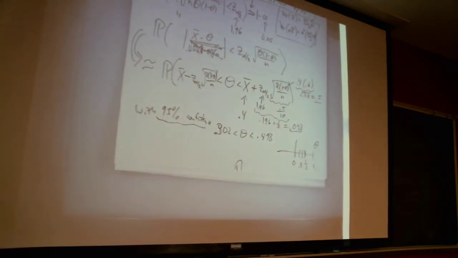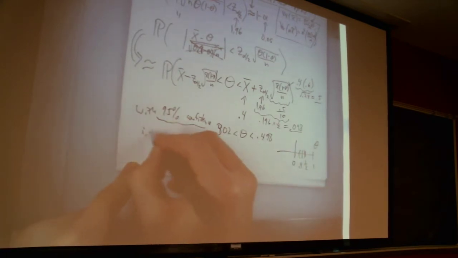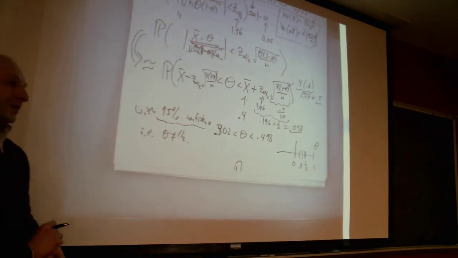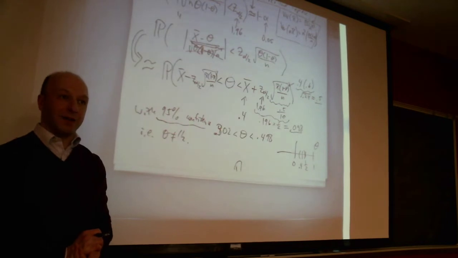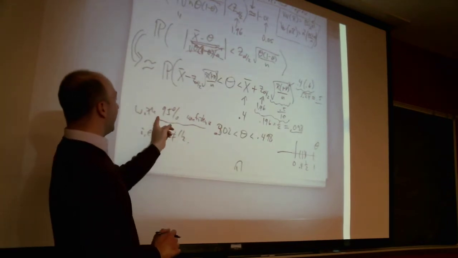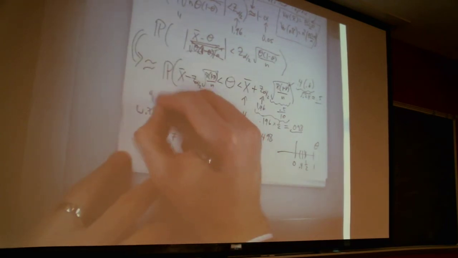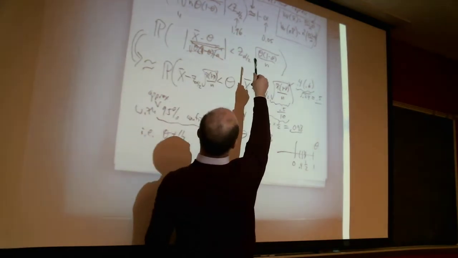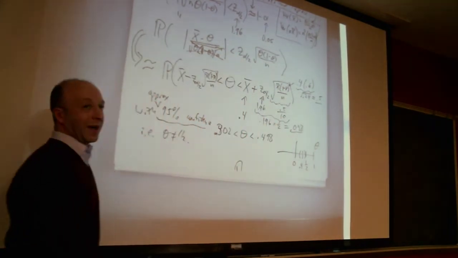So with 95% confidence, theta is not equal to 1/2. So with 95% confidence, I can say this coin is not fair. And of course, that's not a true 95%, that's an approximate 95%. The first approximation is the central limit theorem. The second approximation is that theta will be estimated by x bar.